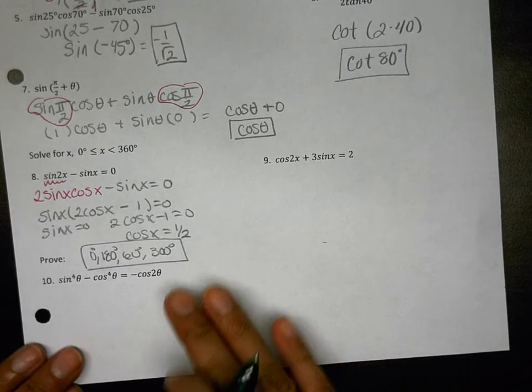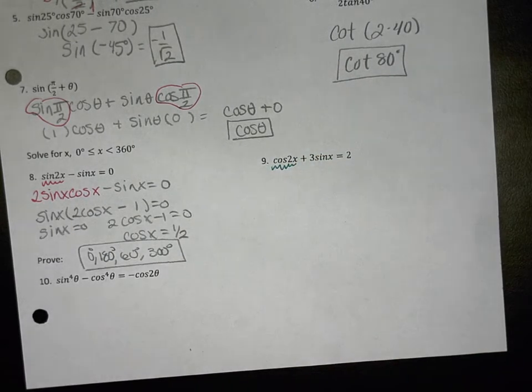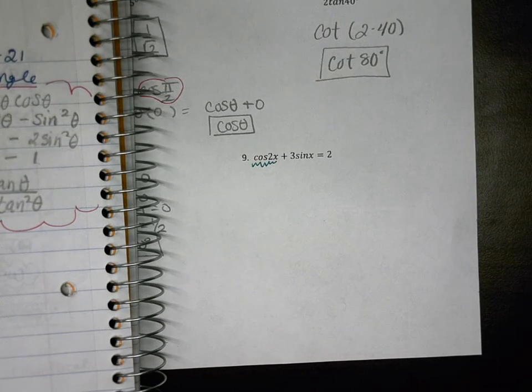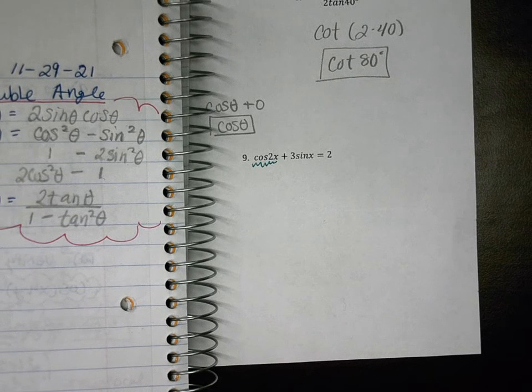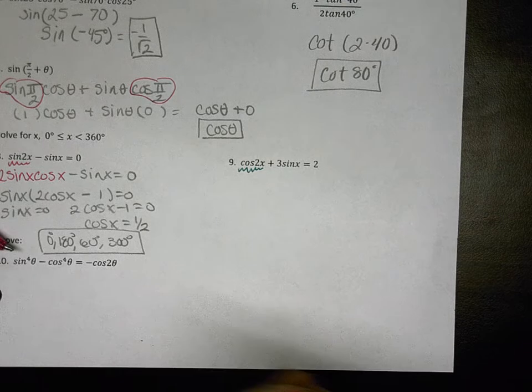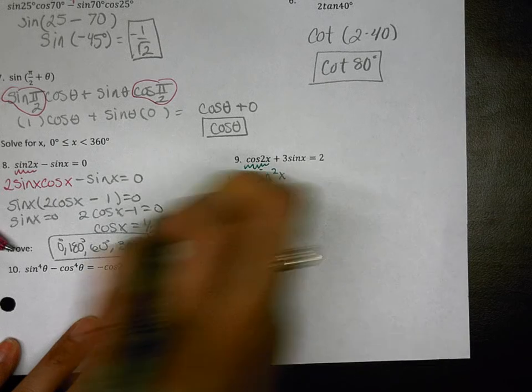Which one are we going to change? Fiona, you okay? Look at your cosine 2x formulas. Which one should I use? First, second, or third? Second, because there's sine in there. Okay, so 1 minus 2 sine squared x plus 3 sine x.